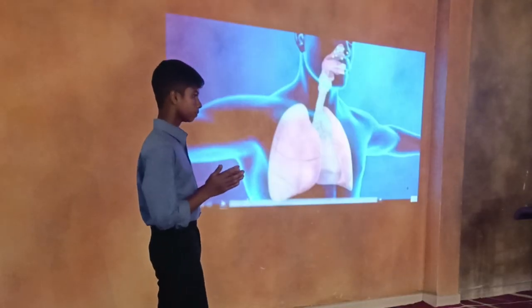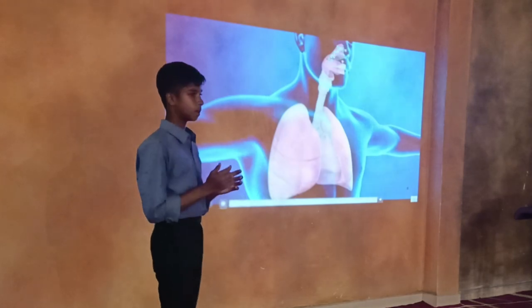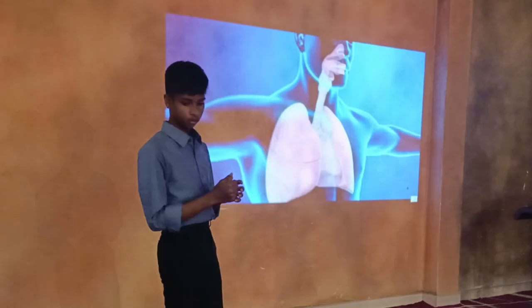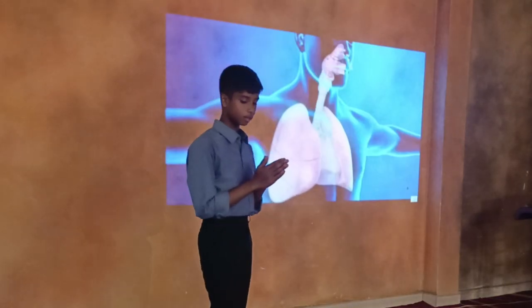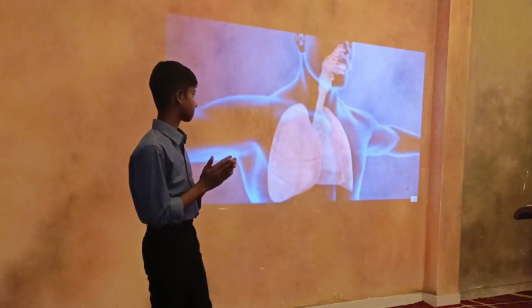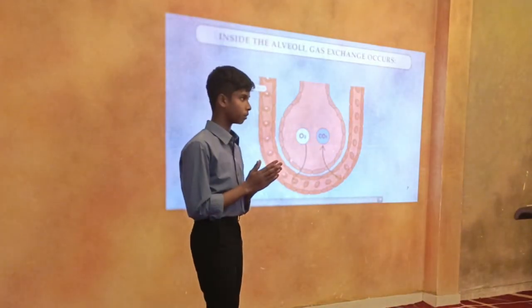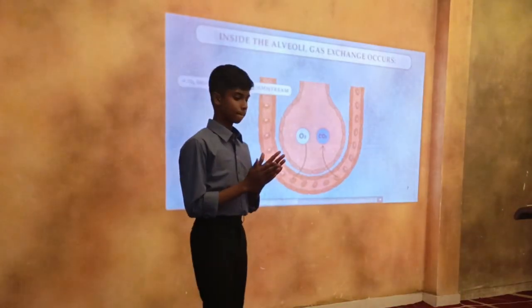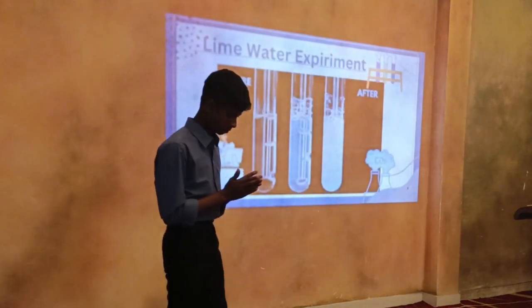First one, gas exchange with the external environment. In this, when we breathe, air goes to our lungs. Mainly, there is oxygen gas. The second one is gas exchange in the alveoli. In this, oxygen present in the alveoli diffuses to the blood vessels, and carbon dioxide present in the blood vessels diffuses to the alveoli.